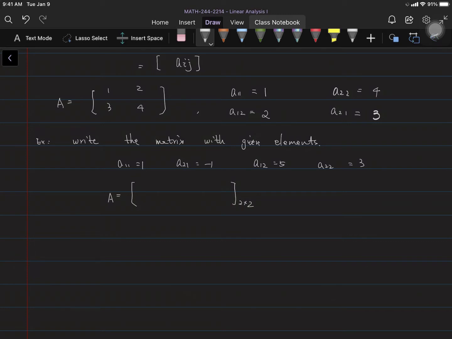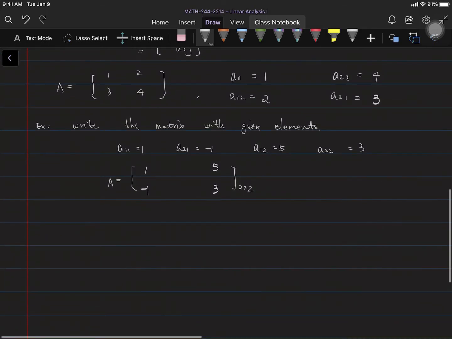A11, 1. A21, where do we put this number? A21, second row, first column, -1. A12, first row, second column, 5. A22, 3. Something like this. Pretty easy, right?